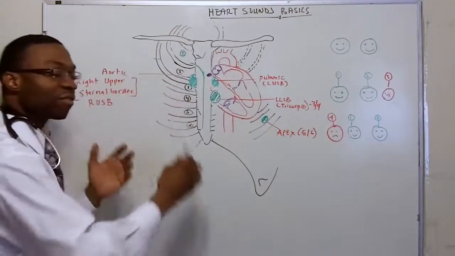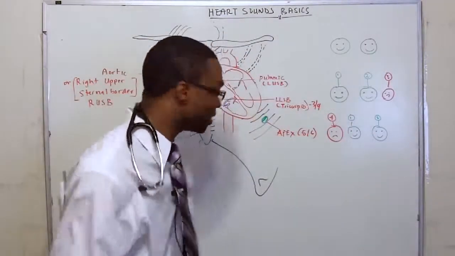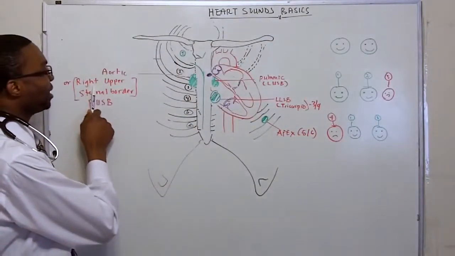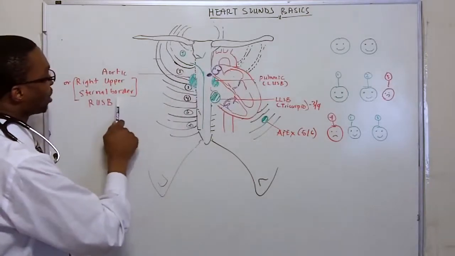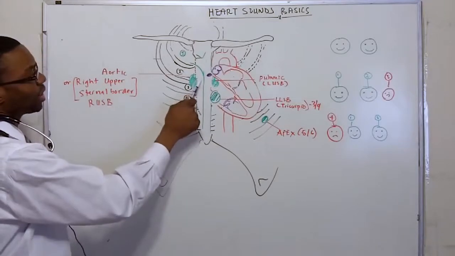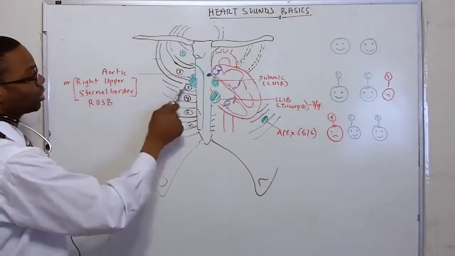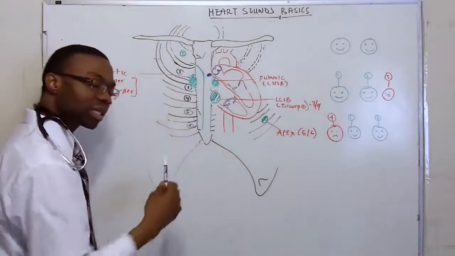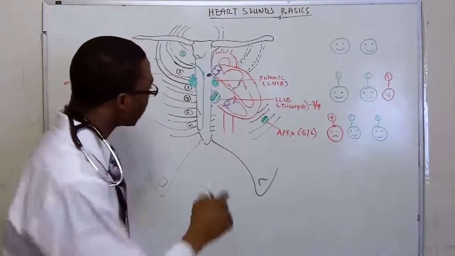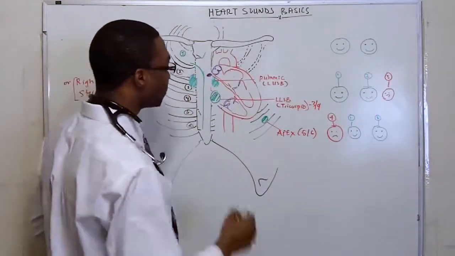So this is the right side of our body, and this is the left. How easy can that be? And we call this the right upper sternal border, RUSB, right there, but it's in between the second and the third intercostal space. So kind of right in this region, it's a little area.